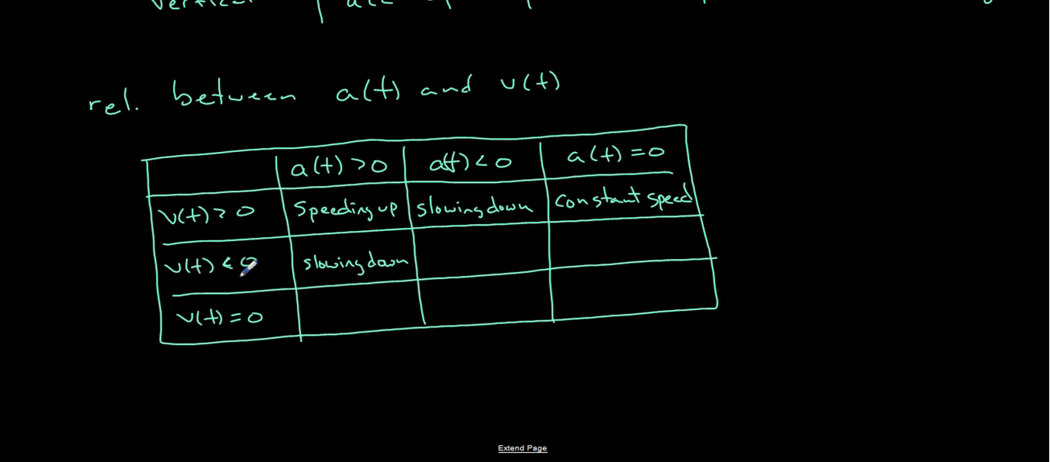Okay, velocity is negative, acceleration is negative. Direction of travel is in the negative direction, acceleration is in the negative direction. Speeding up. Velocity is less than 0, acceleration equals 0. Constant speed.